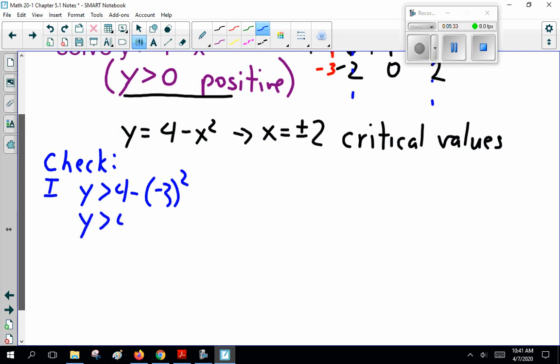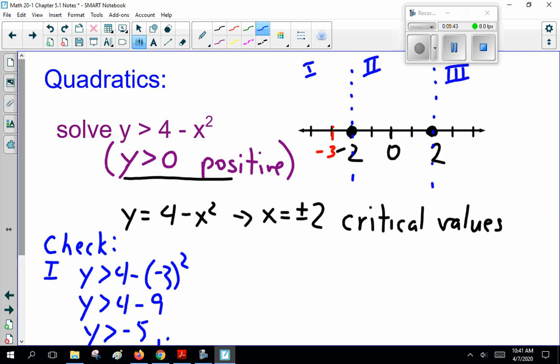y is greater than 4 minus 3 squared, which is minus 9. So y is greater than minus 5. This is negative. Okay, so all my answers here are negative. No, that doesn't work. We want positive. So let's check section 2.